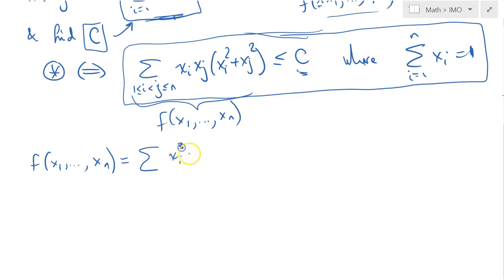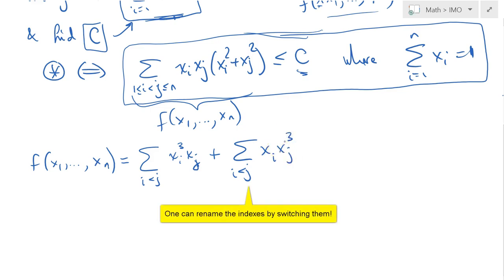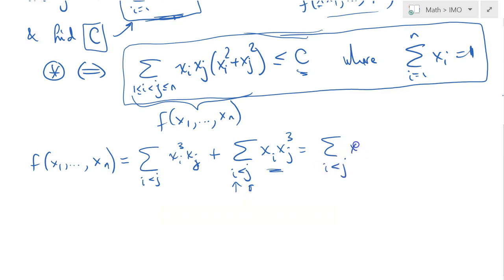So xi cubed xj, and we still have i less than j here, obviously, plus, with i still less than j, xi xj cubed. But then what I can do is I can easily rename these indexes. So if I rename them, I still keep the first one, for i less than j, xi cubed xj, plus the summation for i greater than j.